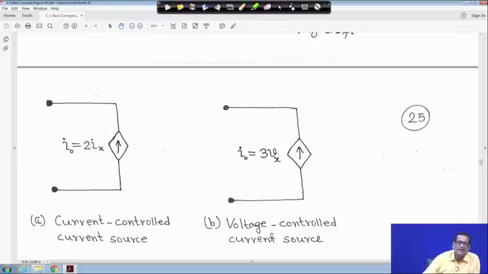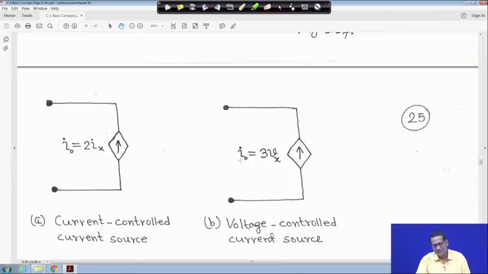Here I have taken 2, it may be 3, 4, less than 1, whatever it is, it does not matter, but for the purpose of explanation say it is 2 into Ix. So this is actually a current control current source, because this current I0 is a function of the current Ix. Ix may be the current of some element in some branch x. So I0 is equal to 2 into Ix. That means it is current control current. Whenever it is a function of the current Ix, we call it a current control current source, CCCS.